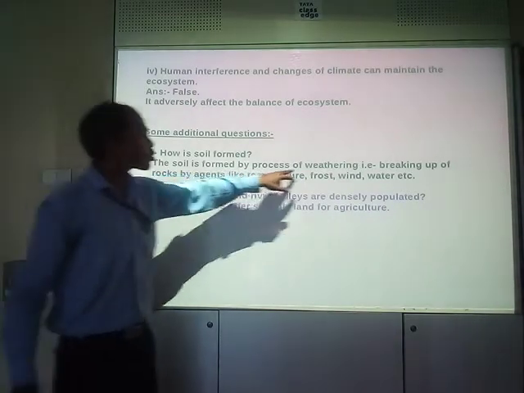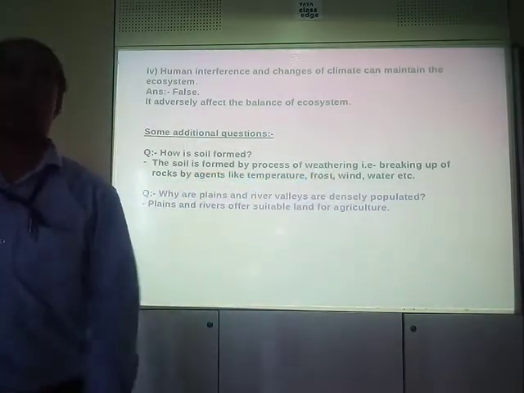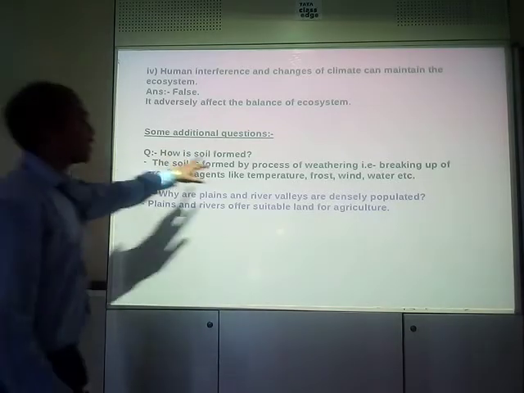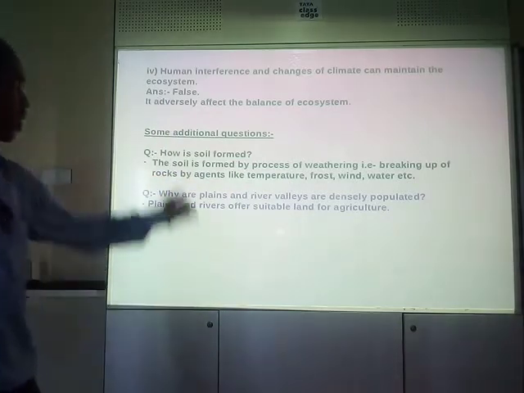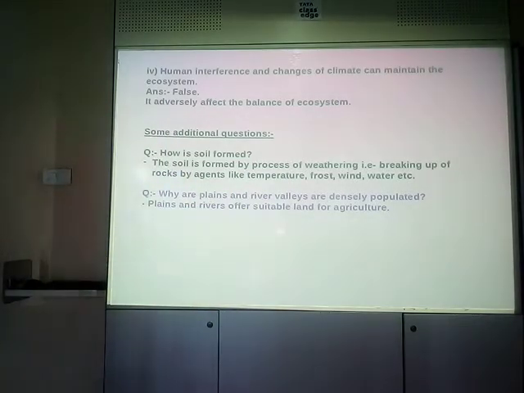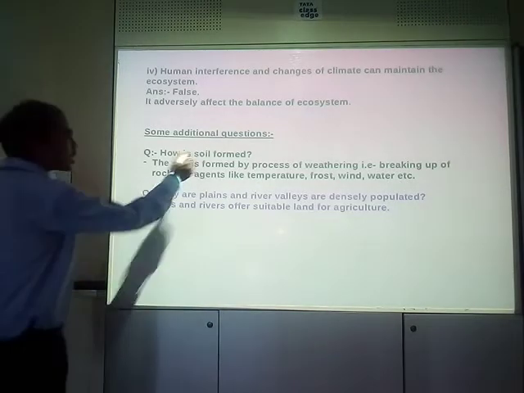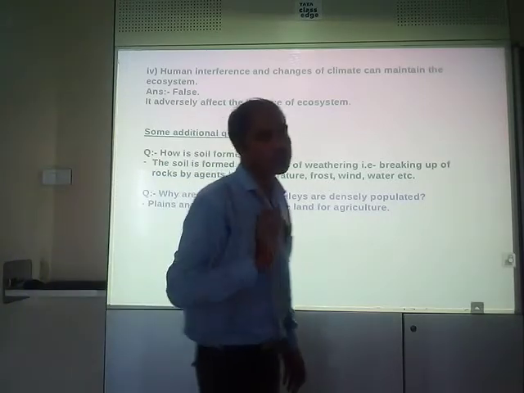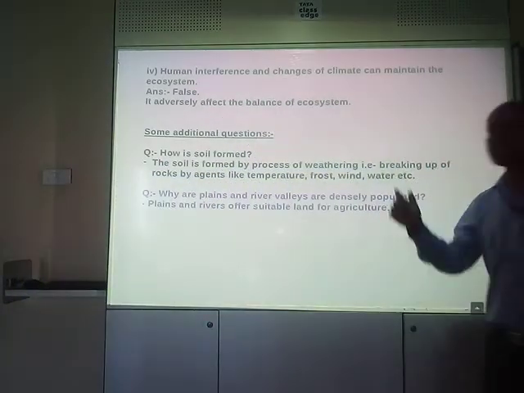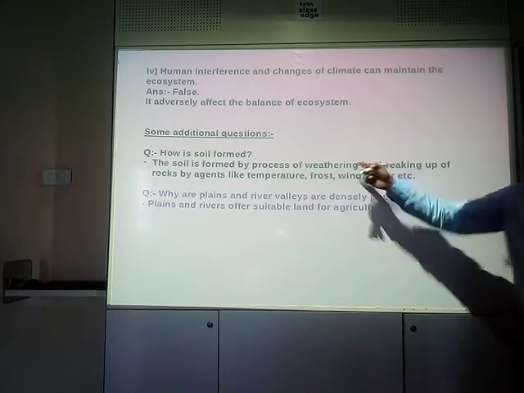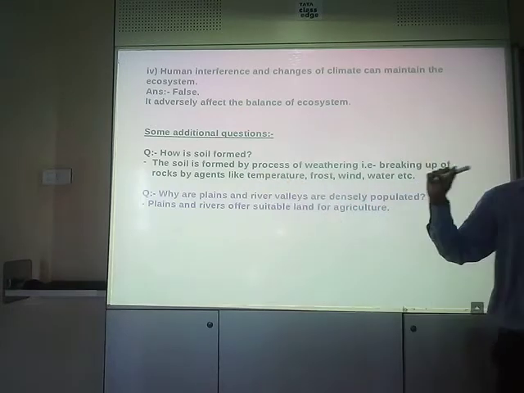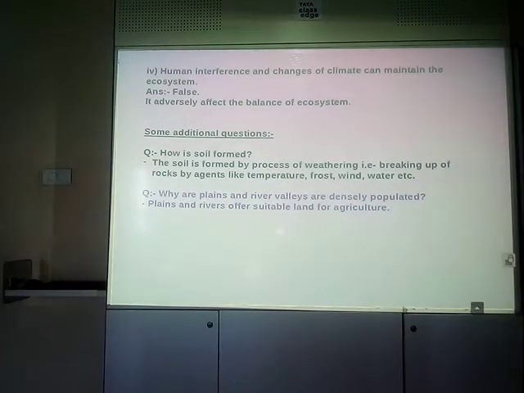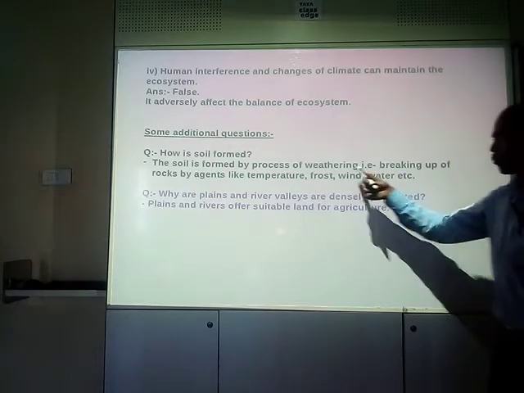The soil is formed by the process of weathering. Weathering is the breaking up of rocks by agents like temperature, frost, wind, water, etc. So how is the soil formed? Soil is formed by the breaking up of rocks. Either you can write that, or you can write that soil is formed by the process of weathering, and define weathering as breaking up of rocks by agents like temperature, frost, wind, etc. Okay, this is the meaning of weathering.